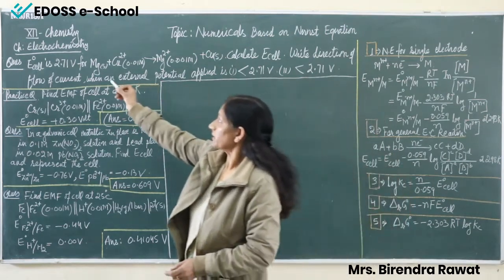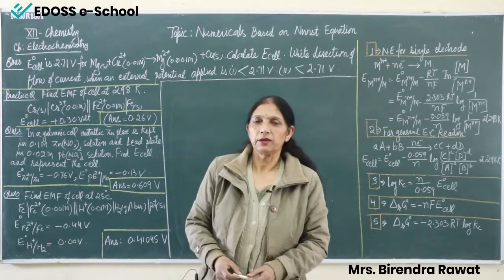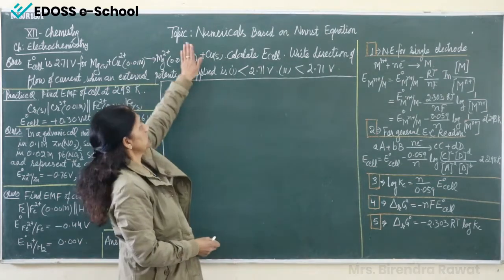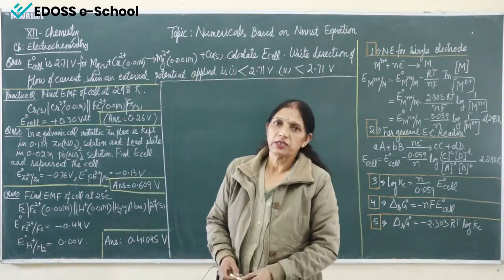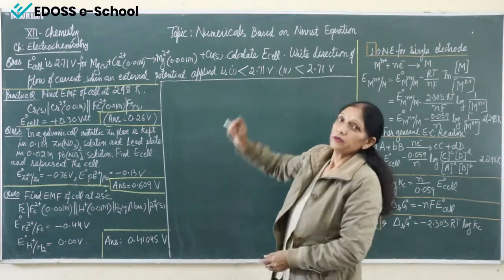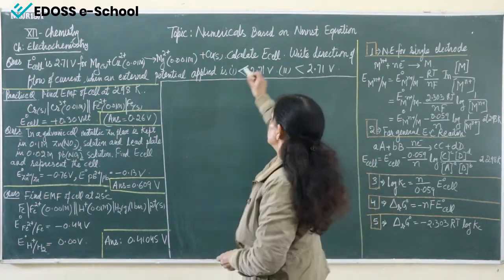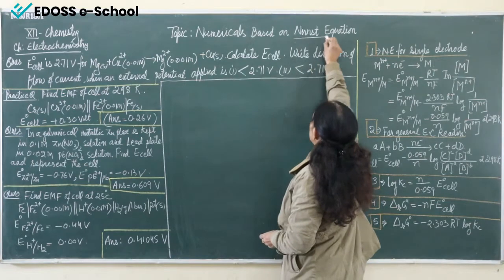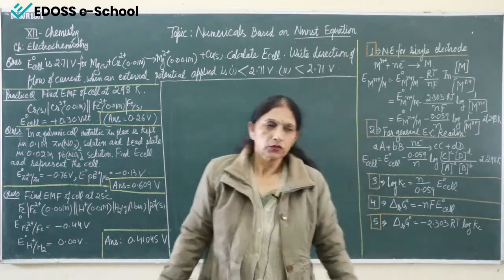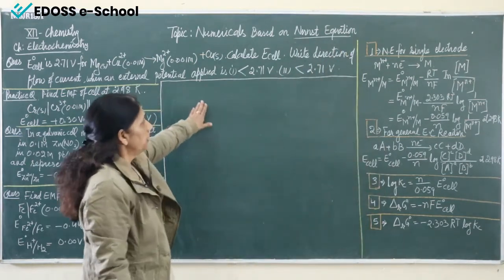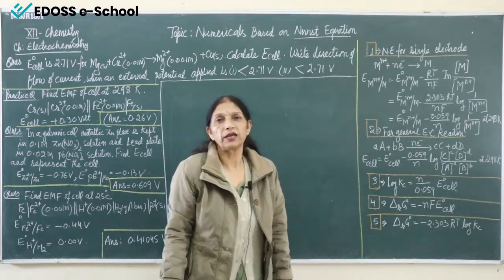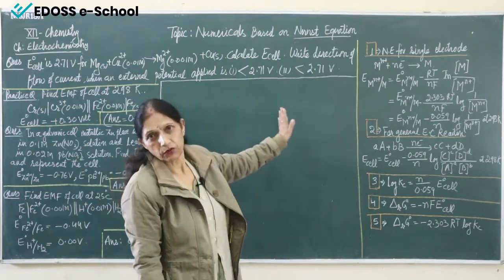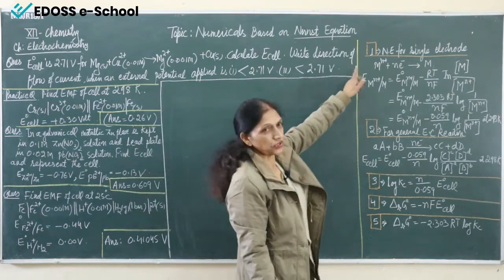That is electrochemistry from class 12th chemistry. And the topic that I have selected is numericals based on the Nernst equation. So today we will see how we can attempt numericals which are based on the Nernst equation. Before coming to the Nernst equation, let me make it clear how many formulas you can apply for this equation.